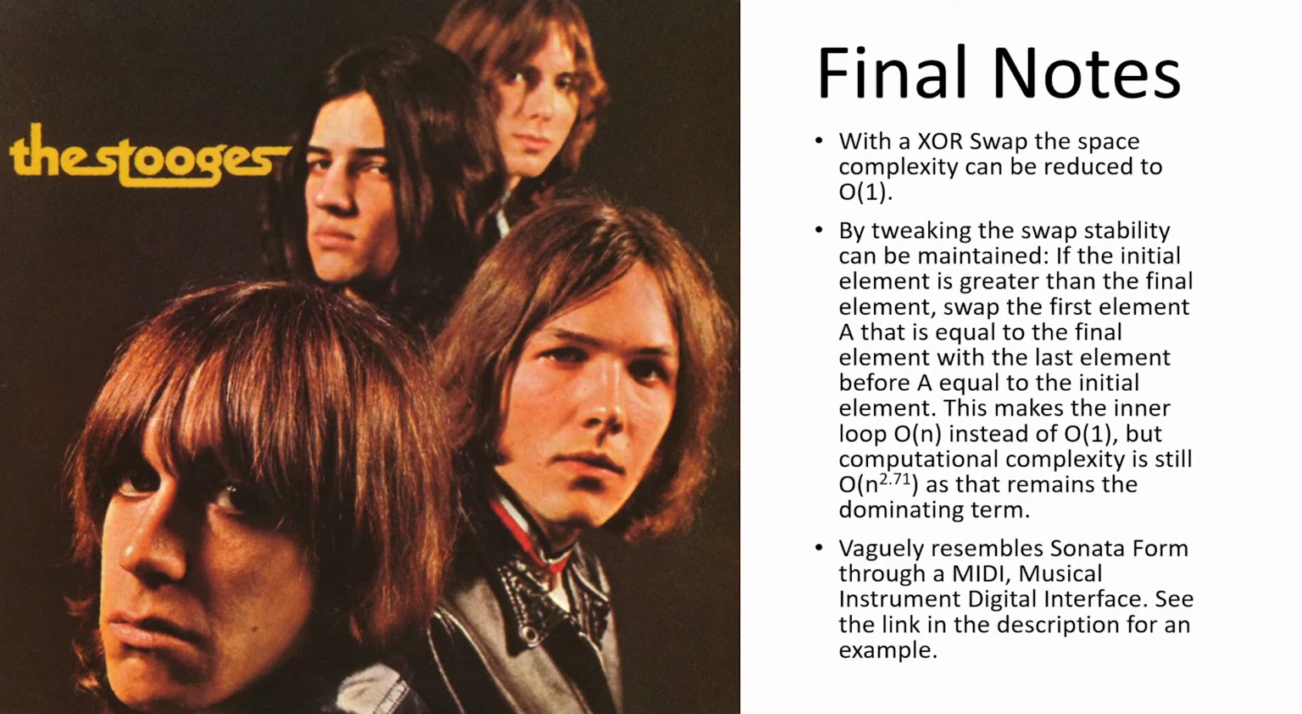So with that example of Stooge sort users, some final notes. It can be reduced to an in-place base complexity with an XOR swap. You can also make it stable by tweaking the swap so that it searches for the desired element. This changes the inner loop to O of n instead of O of 1, but the computational complexity is unchanged because O of n to the 2.71 is still the dominating term. In either case, these are modifications away from the base definition of Stooge sort. They're just something to keep in mind.